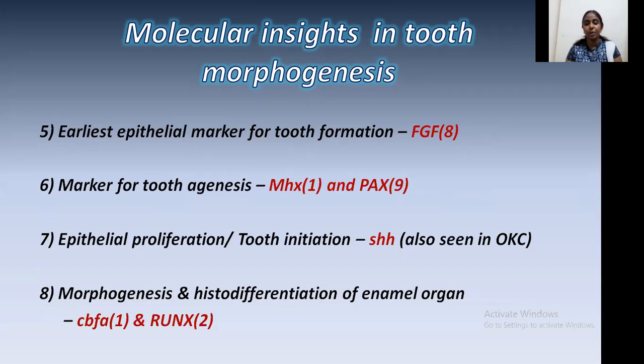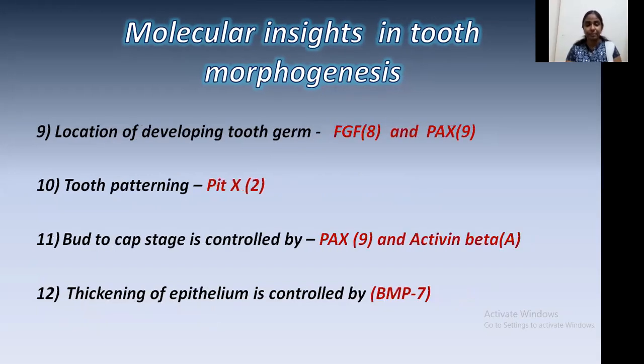Epithelial proliferation or tooth initiation is mediated by sonic hedgehog, SHH gene. It is also seen in OKC, odontogenic keratocyst. Morphogenesis and histodifferentiation of enamel organ is mediated by CBFA1 gene and RUNX2 gene. Location of the developing tooth germ, genes responsible FGF8 and PAX9. Tooth patterning is done by PITX2.